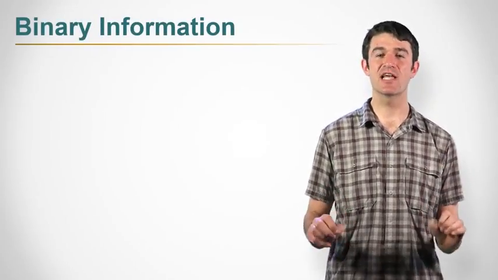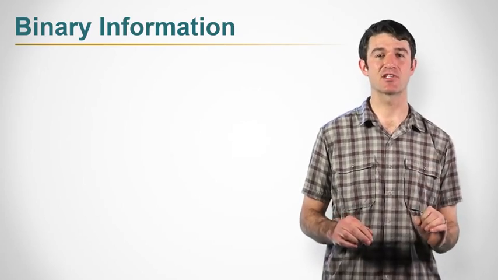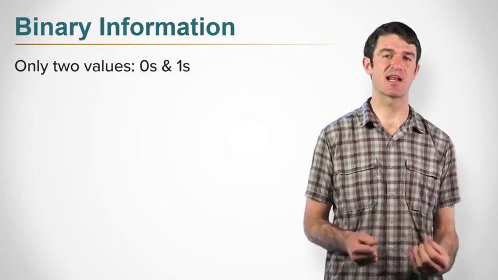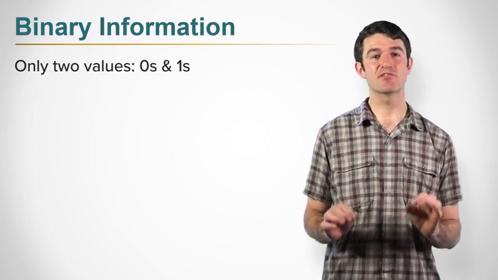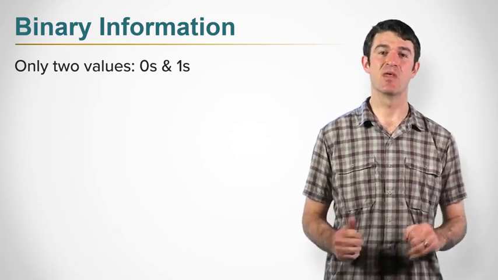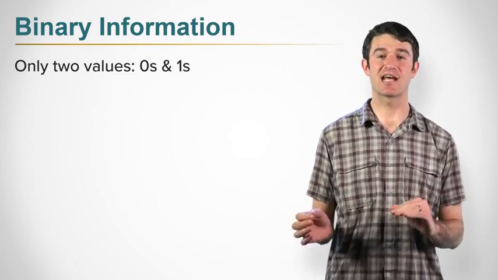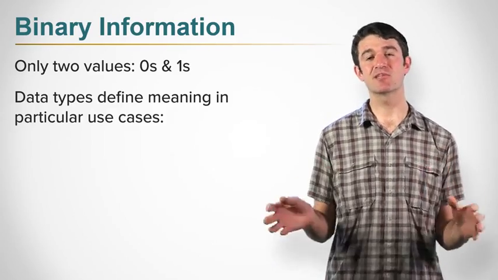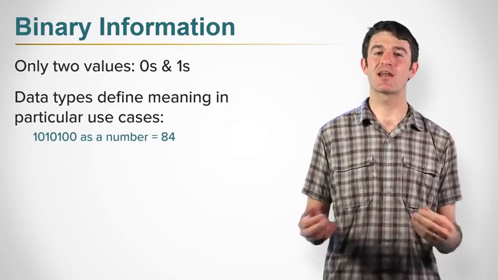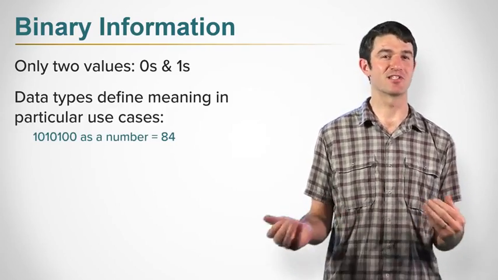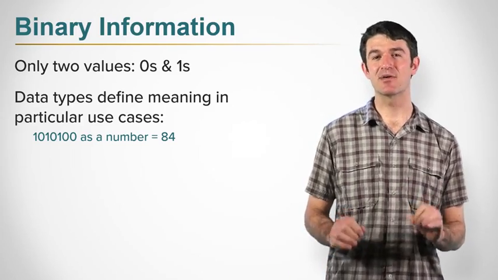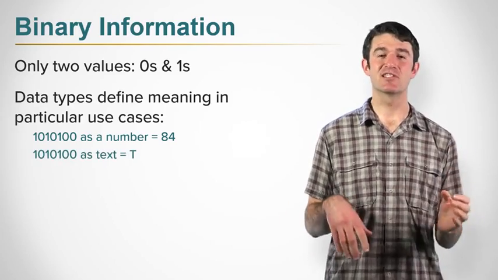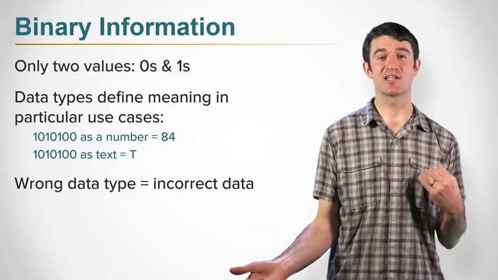Remember also that all data on computers goes back to binary information. Binary meaning one of two values, and in the case of computers, that's commonly represented as zeros and ones. What those zeros and ones mean is up for human interpretation, which is why we come up with the rules or data types that help us specify what they mean in particular use cases. If we want to represent the number 84 in binary, we could write it as 1010100. That same binary value interpreted as text represents the letter T.